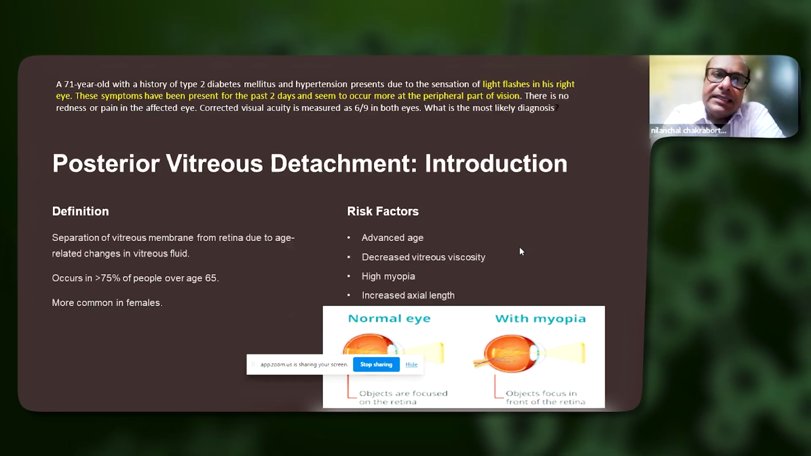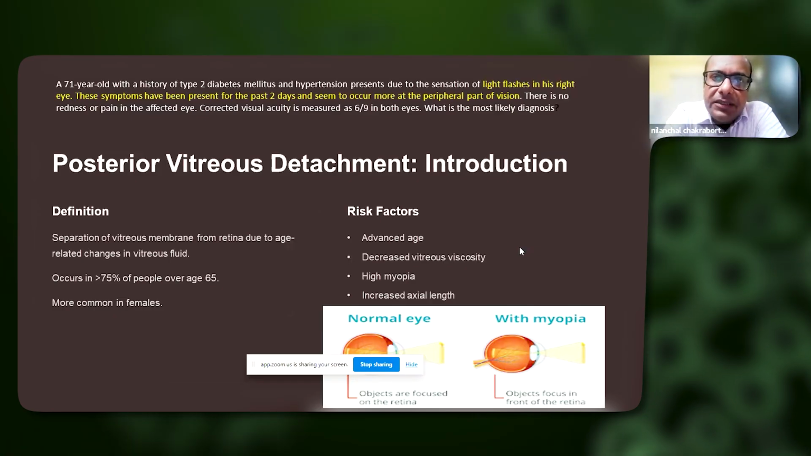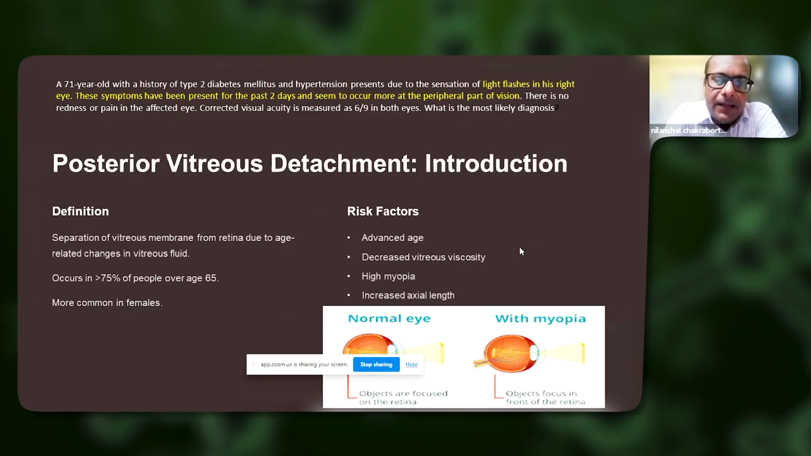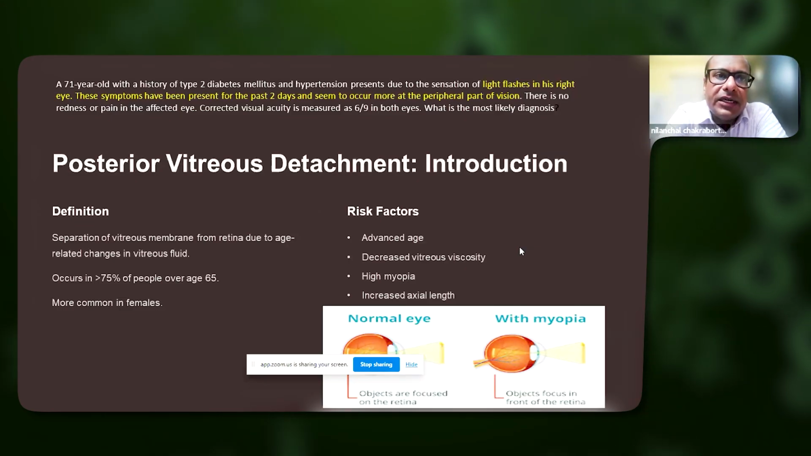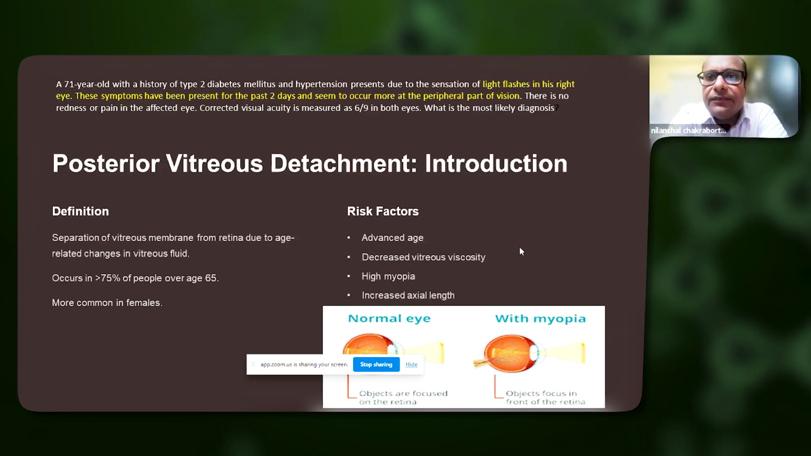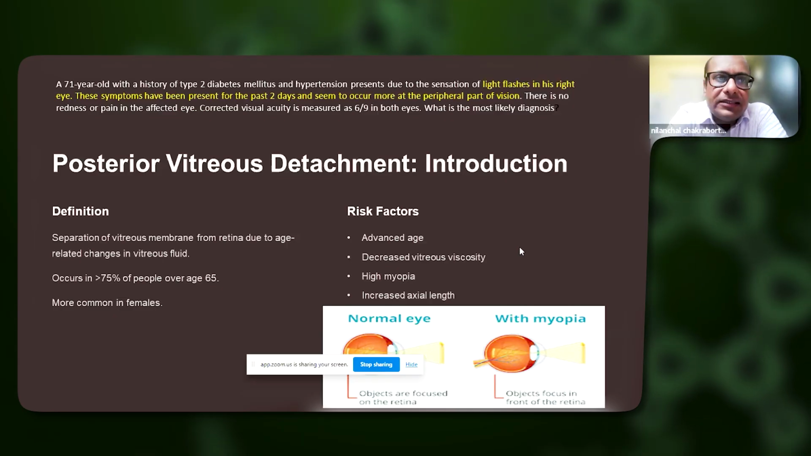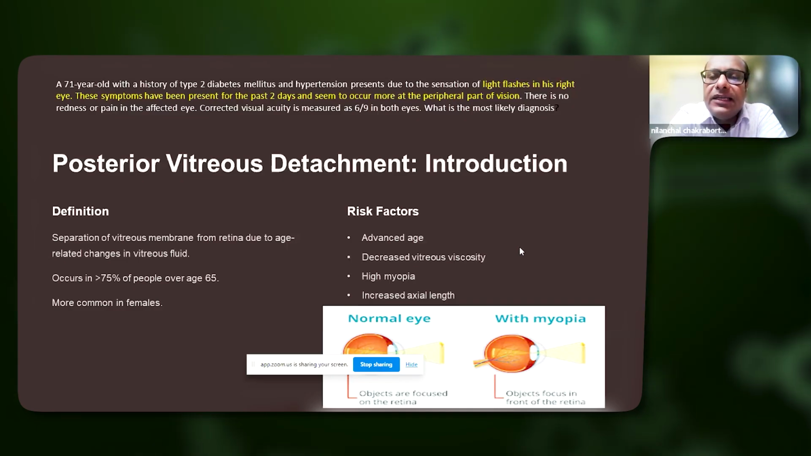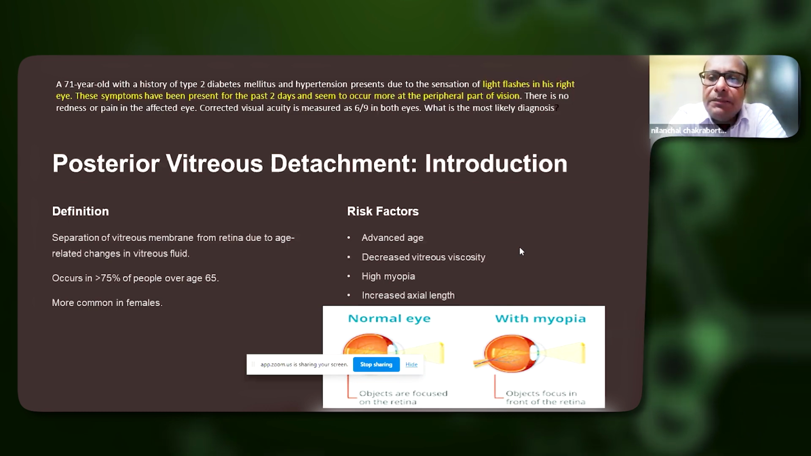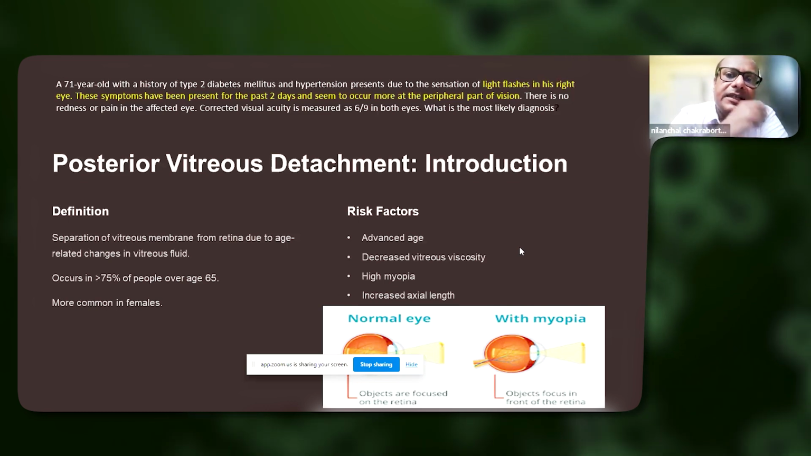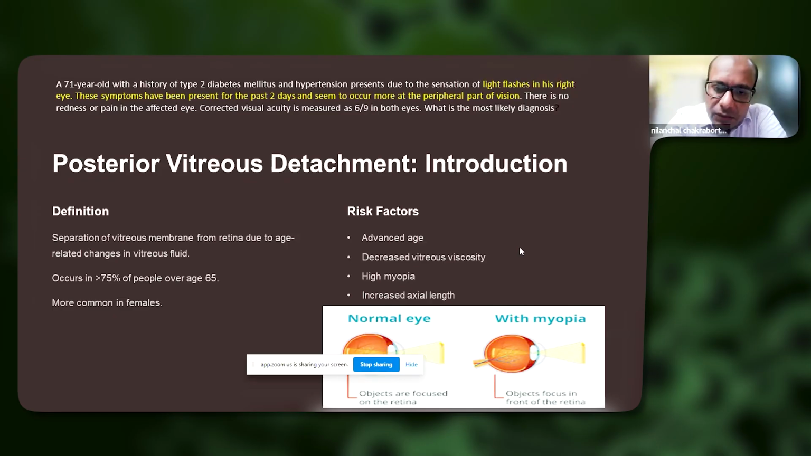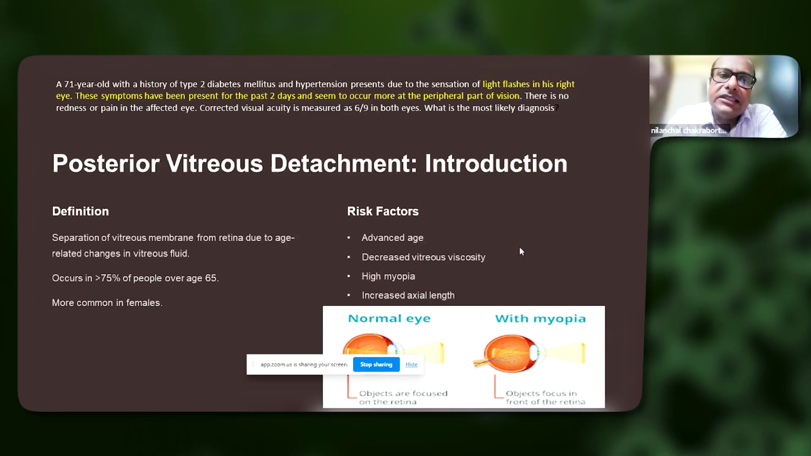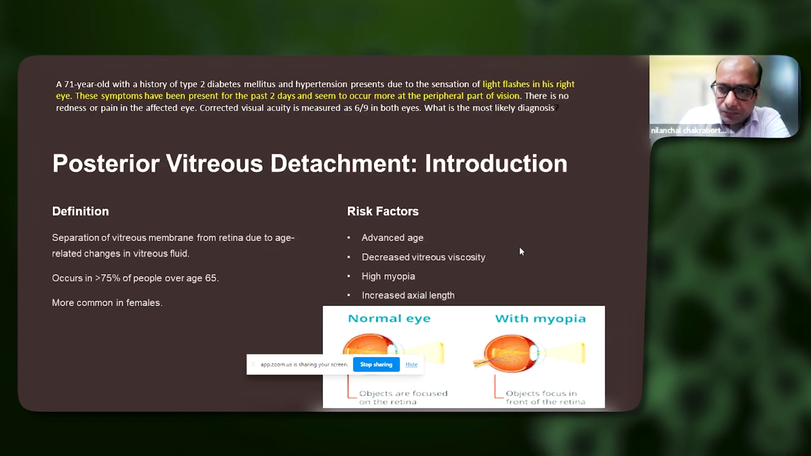Then the other thing is posterior vitreous detachment, where usually the history will give flashes of light and floaters. So a 71-year-old with type 2 diabetes, hypertensive, having a sensation of light flashes in the right eye. Symptoms have been there for the last 2 days, so relatively progressive, more in the peripheral part of the vision. So a progressive thing is going on in a vasculopath with features of light flashes. So here the diagnosis is vitreous detachment.